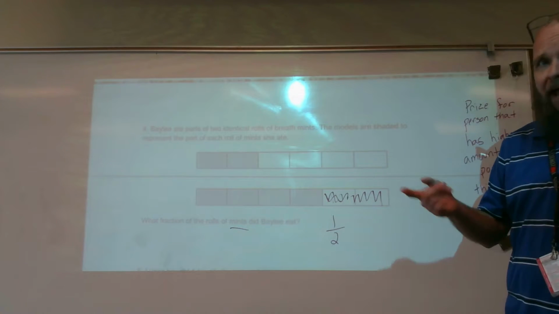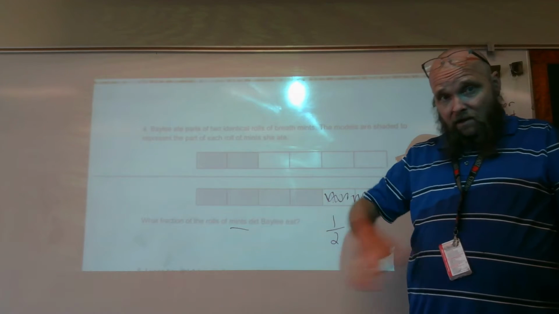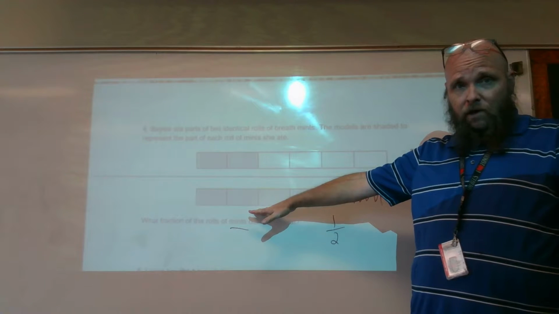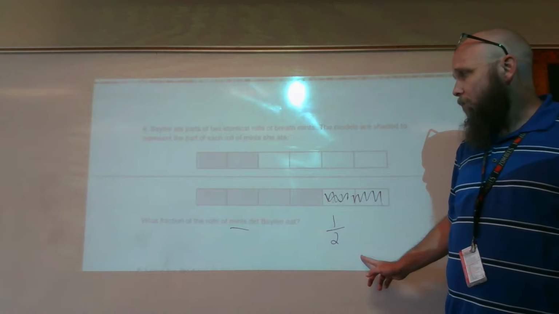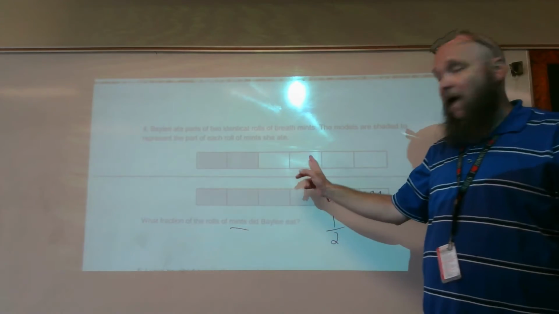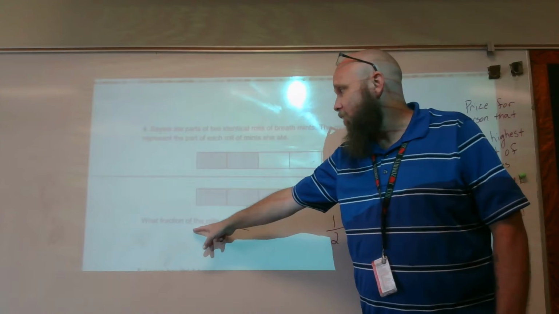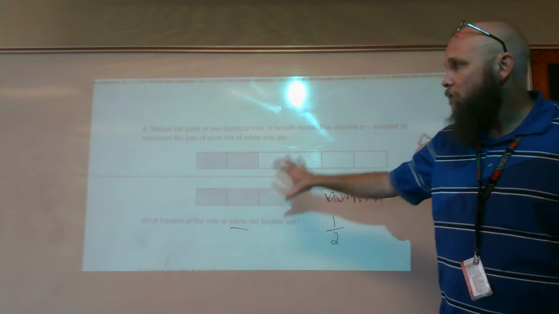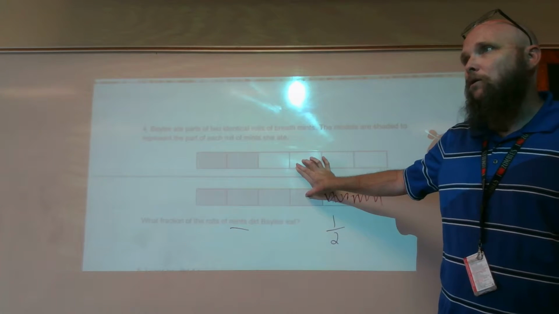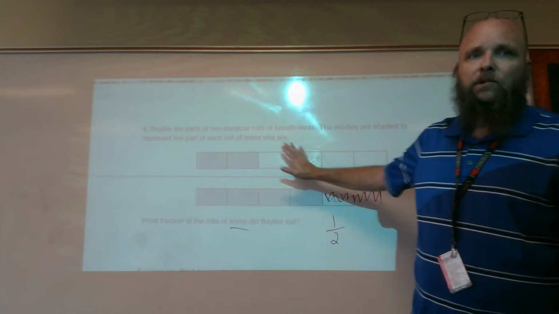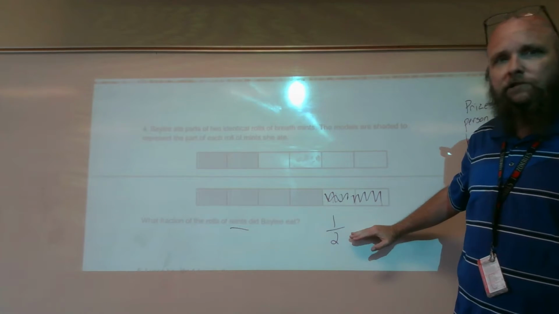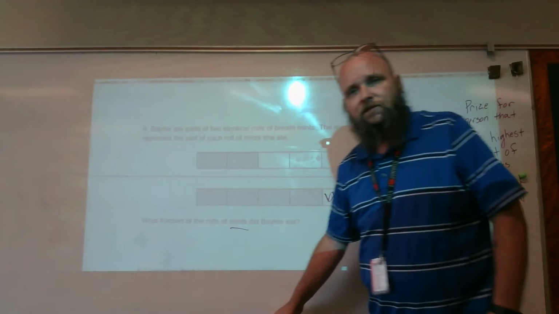Again, not much math. Just thinking, making sure we read the problems correctly, and do what it says. Some of you put 1. Well, she ate 1 of the packages, but that's not the fraction of the rolls. The rolls altogether is 1 whole. But she ate half of the mints she was given.